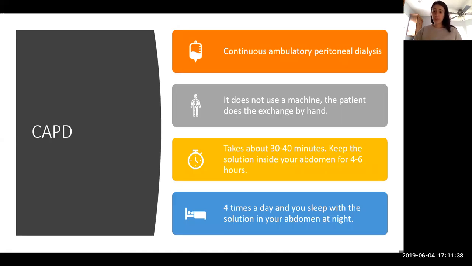So there are two different types of PD. This one is continuous ambulatory PD. For this one, it does not use a machine. The patient does the exchange by hand, which is what we did in the hospital, and which I was really confused about at first. It doesn't take that long, which I was actually really surprised about. It takes 30 to 40 minutes, and you keep that solution in your abdomen for 4 to 6 hours. That can vary depending on doctor's orders. And you do this 4 times a day. You can sleep with the solution in your abdomen at night, wake up, and empty it in the morning.